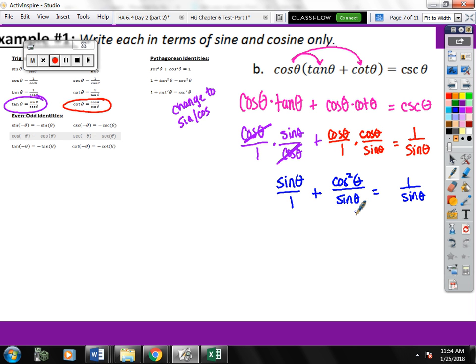Okay. Now, to add fractions, what do we need to do? We need a common denominator. Common denominator is going to be sine. So I'm going to multiply the top and the bottom by the sine function. So sine times sine is sine squared.